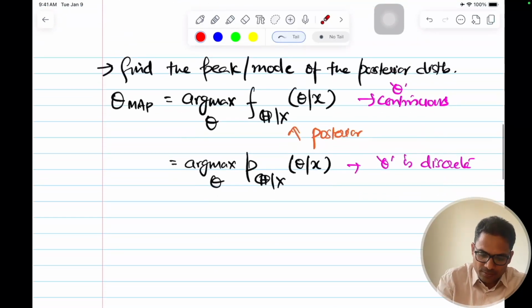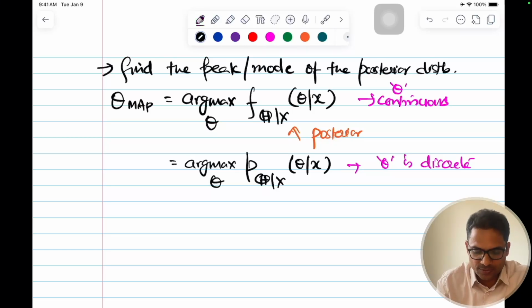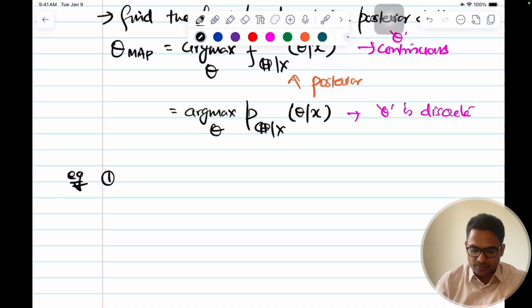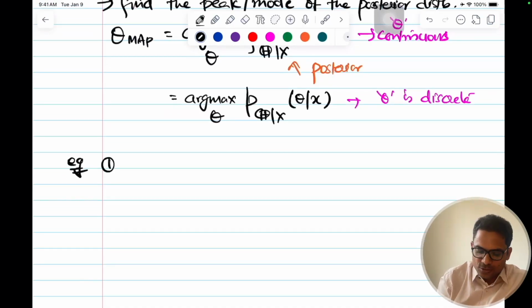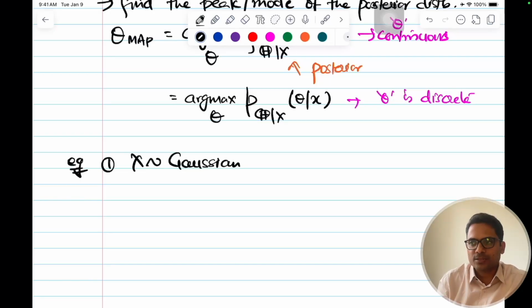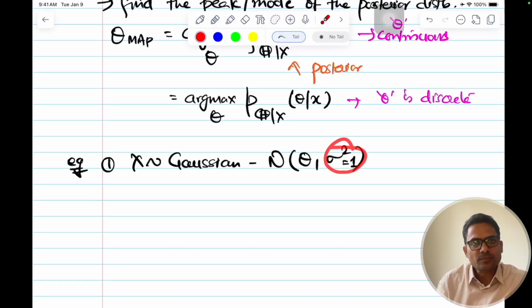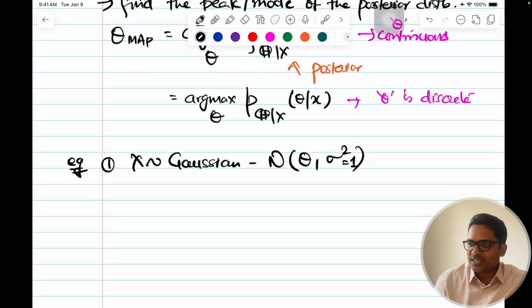So let's see an example of a Gaussian distribution. Last class we saw Bernoulli. Let's do a Gaussian, which will make it more clear. It will be more complicated with respect to maths, but you will understand the fundamentals better. So let's do it. We know that x is a Gaussian, and we want to estimate its parameters. So this is a Gaussian with mean theta, and say we know the sigma square. Sigma square is equal to 1. The variance we know, and we want to estimate this. Theta is unknown.